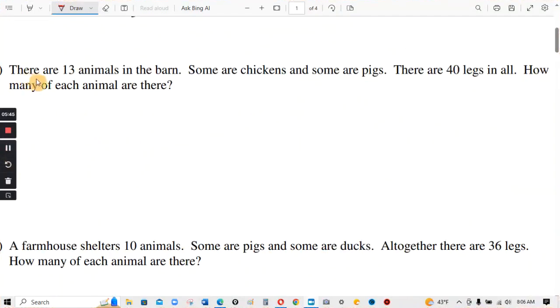Number 2: there are 13 animals in the barn. Some are chickens and some are pigs. There are 40 legs in all. How many of each animal are there? Just like before, I'm going to use the first letter of the word as my variable. So the number of chickens is going to be C, C equals the number of chickens, and the number of pigs is going to be P, so P equals the number of pigs.